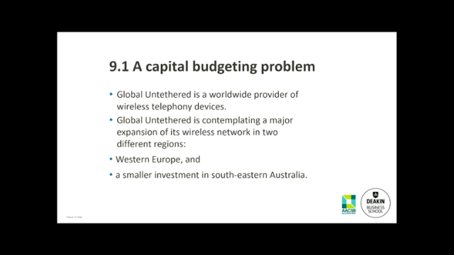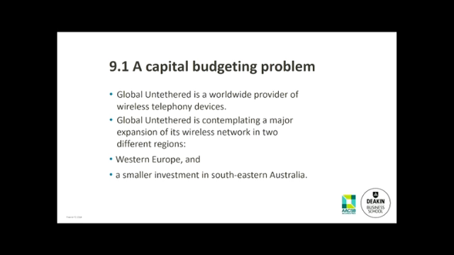So Global Untethered is a worldwide provider of wireless telephone. Basically, there are 2 different options in front of them, investments. Those 2 investments are mutually exclusive. Mutually exclusive, which means you go A, you can't go B. You go B, you can't go A. That's it. You can't go both of them.